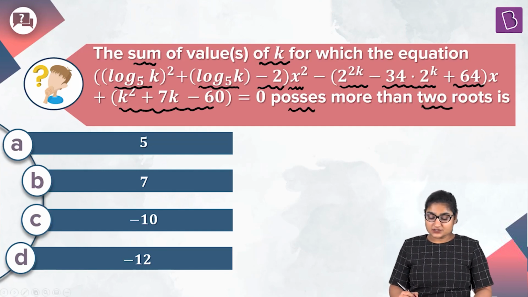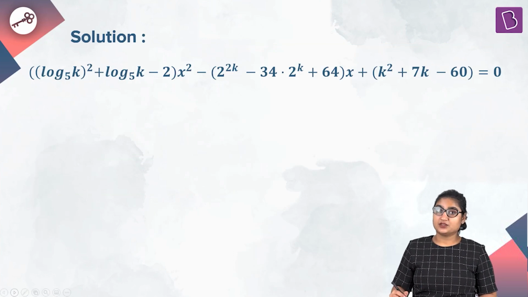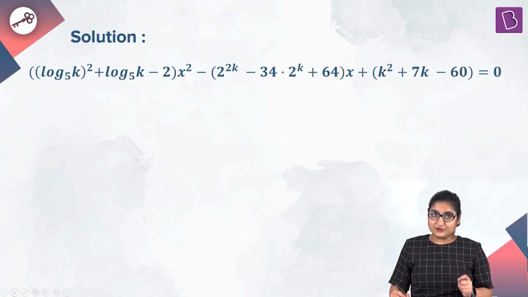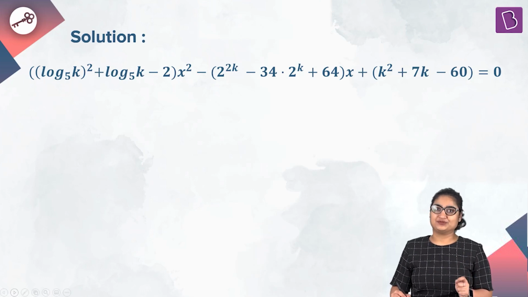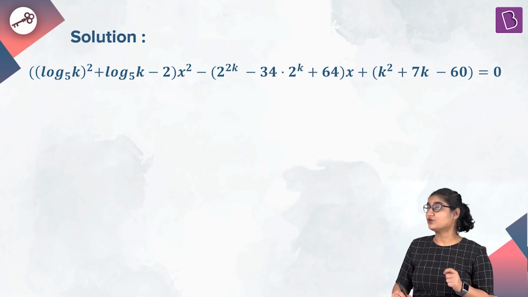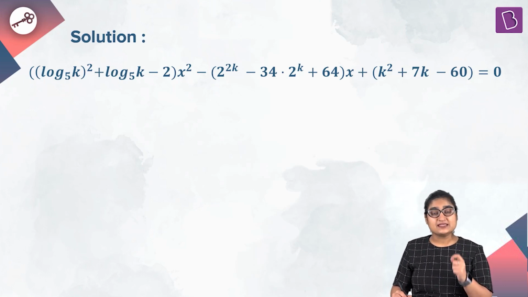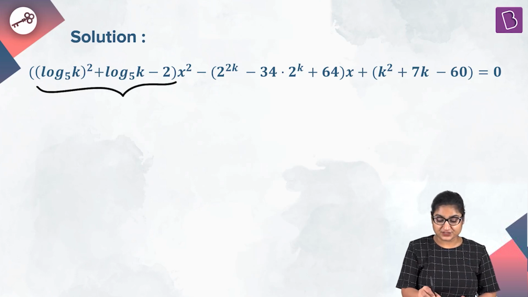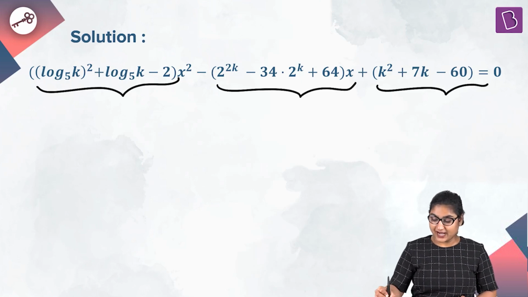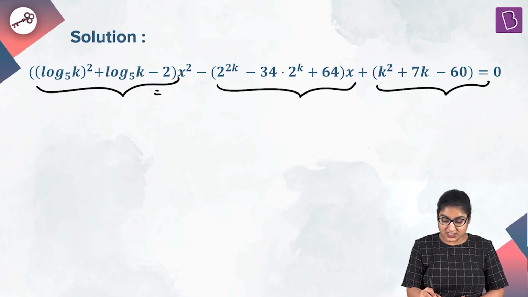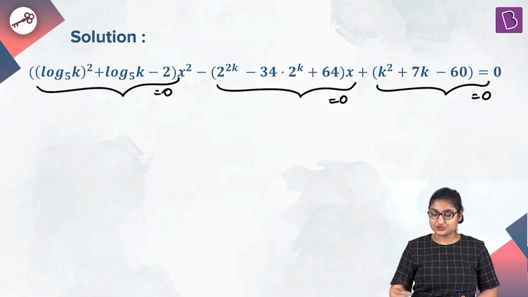All right. If you closely observe the equation given to us in the question, you will see that it's a quadratic in x. And we know that a quadratic equation will have at max 2 roots. But in the question, it's been given that this quadratic has more than 2 roots. That means this given quadratic is going to be an identity. And when a quadratic is an identity, the coefficients of the quadratic should be equal to 0 simultaneously. That means this should be equal to 0, this should be equal to 0, this should be equal to 0.